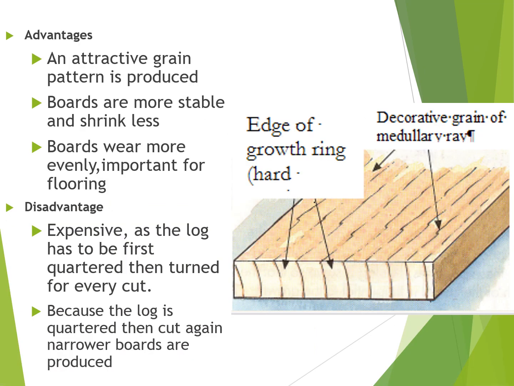The advantages: an attractive grain pattern is produced. The boards are more stable and shrink less. Boards wear more evenly, important for flooring. Its disadvantage is that it's an expensive method, as the log has to be first quartered, then turned for every cut. Because the log is quartered, then cut again, narrower boards are produced.